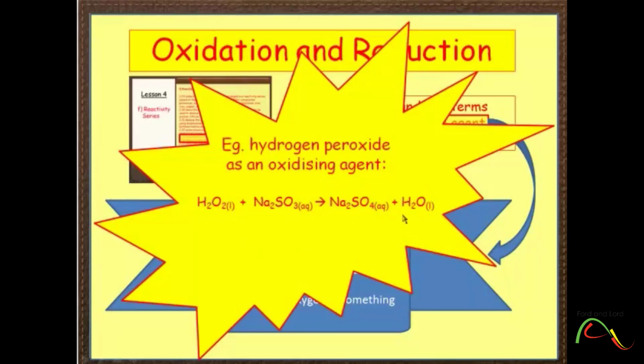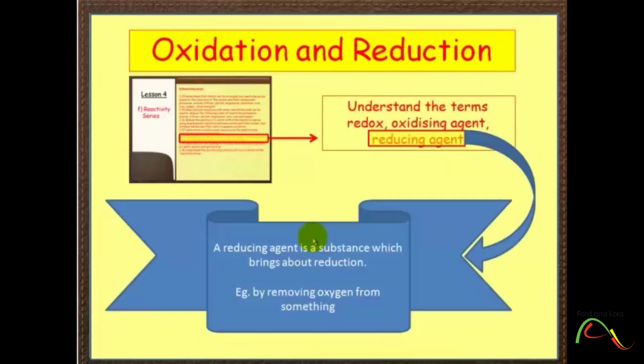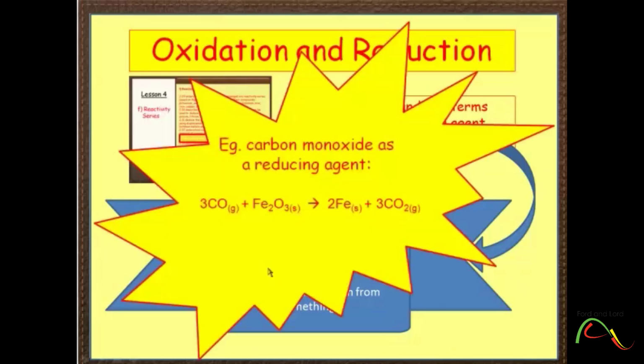So an oxidizing agent will give up oxygen and will itself be reduced, but this here has been oxidized. Now the opposite is true of a reducing agent. A reducing agent is a substance which brings about reduction. What it does, it steals the oxygen.